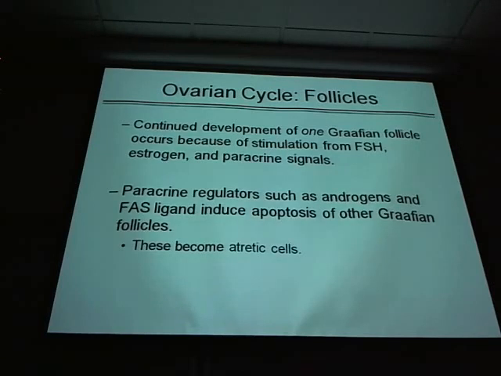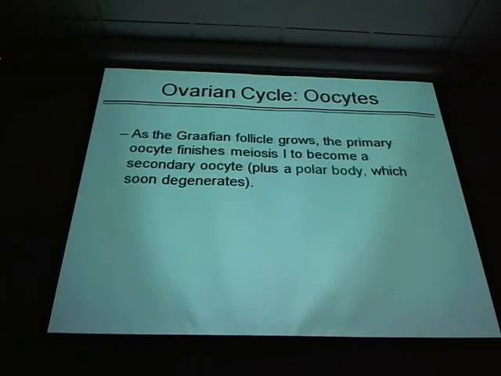Okay, so you've got this started. Now it takes one Graafian follicle, which occurs because of the FSH. Paracrine regulators such as androgens and FSH induce apoptosis of the others. What's apoptosis? Cell death. The others die. The one that doesn't die grows to a primary oocyte, becomes a secondary oocyte, plus a polar body which degenerates.